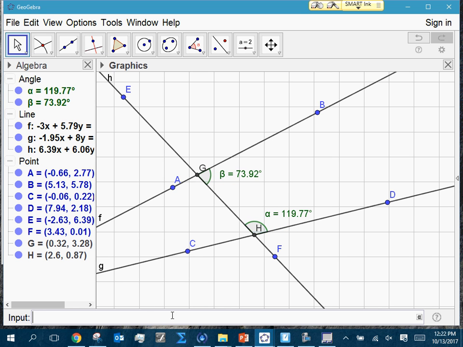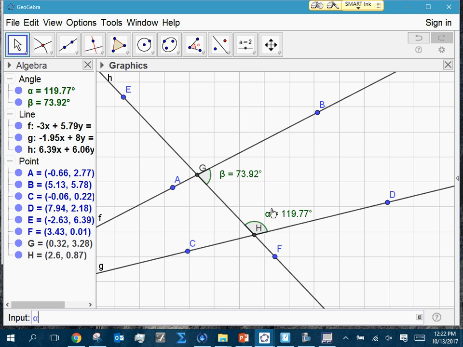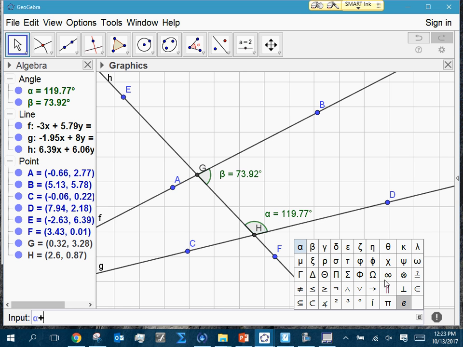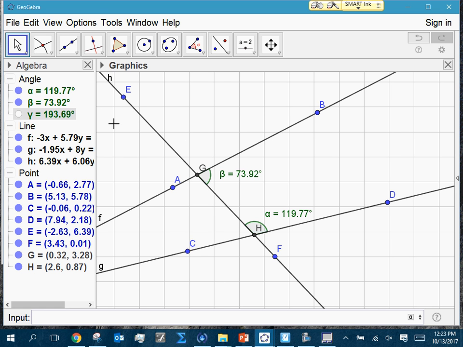Okay. But if I ask this thing to take alpha, which is that angle right there, and add to it beta, it gives me a total over here of 193.69, right? If the lines are not parallel, then you're not going to get supplementary. Does that make sense? But once I start, let me see if I can move these lines around.